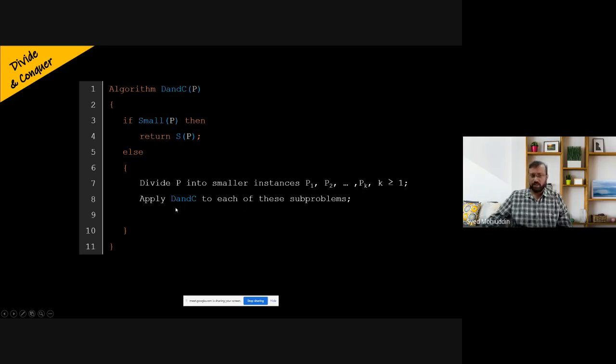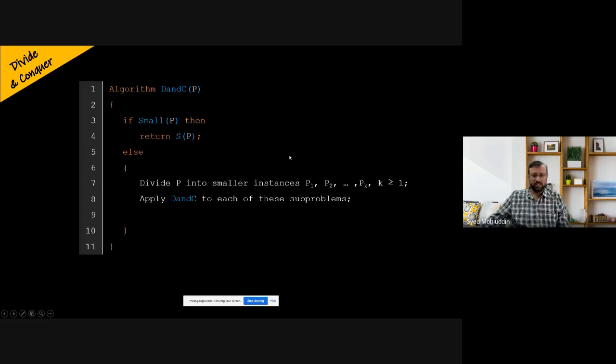Now remember, when we say we are applying divide and conquer, what does this mean? This means that it will be a recursive algorithm. So we apply divide and conquer to each of the sub-problems. P1 is again passed to divide and conquer, so instead of P, we have P1 here. Then if P1 is small, we have the solution for P1. Else, again we try to divide P1 into smaller instances like P11, P12, P13, and so on, till P1k.